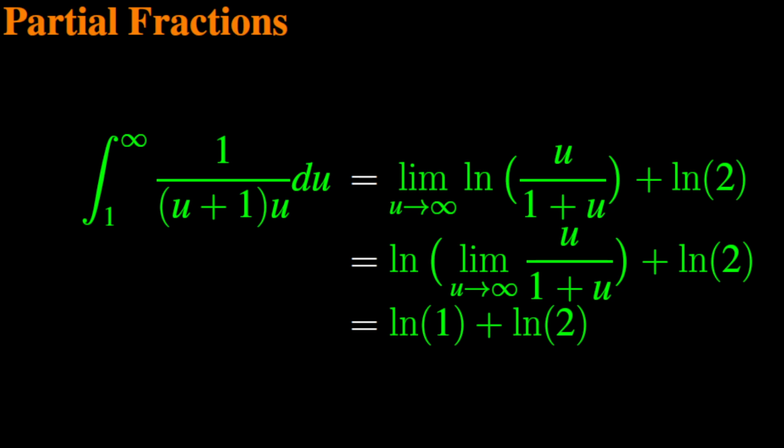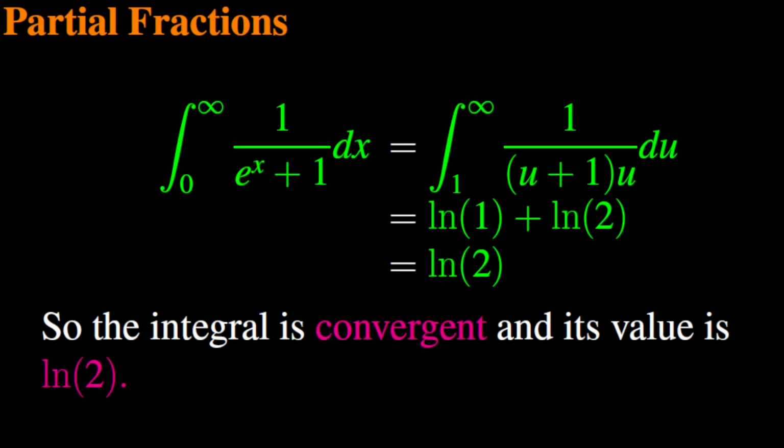Using the continuity of the log function, this expression is equal to the natural log of 1 plus the natural log of 2. This is because the limit as u goes to infinity of u over 1 plus u is 1. In sum, the integral from 0 to infinity of 1 over exponential of x plus 1 dx, which is equal to the integral from 1 to infinity of 1 over u times u plus 1 du, is equal to the natural log of 2. Finally, the integral is convergent, and its value is natural log of 2.